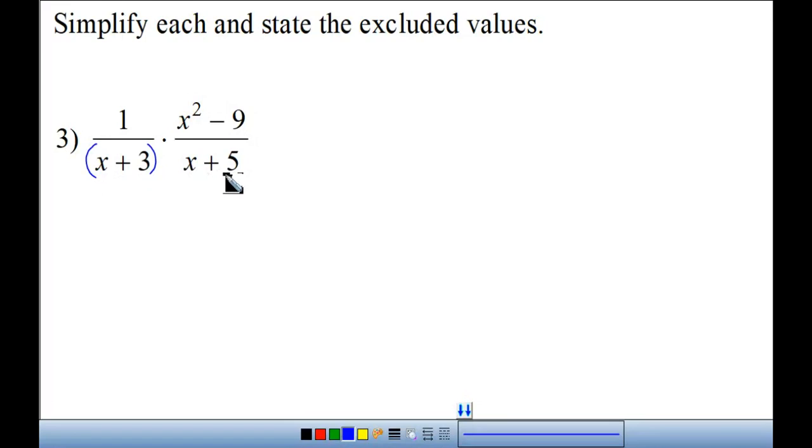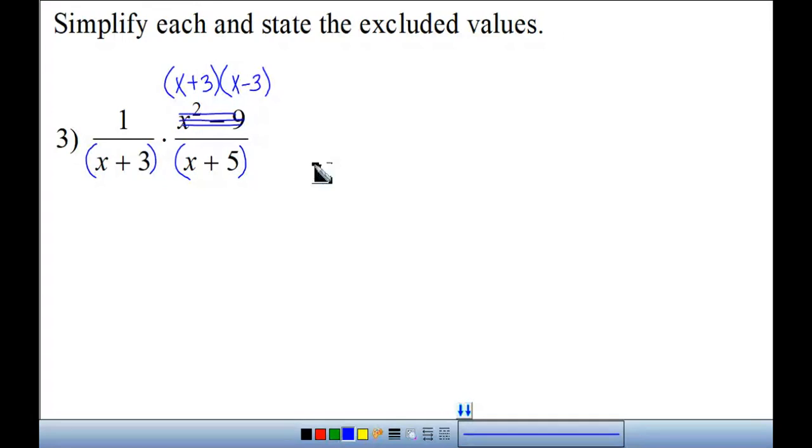Next binomial, x plus 5. Do they have something in common? Nope. Are they the difference of 2 perfect squares? Nope. Is this the sum or difference of cubes? No. Let's put parentheses around this one also. Final binomial, x squared minus 9. Do they have something in common? No. Is it the difference of 2 perfect squares? Yes. So let's factor it into 2 parentheses. X plus 3, x minus 3. Once you factor, you can cross out that original binomial because you no longer need it.